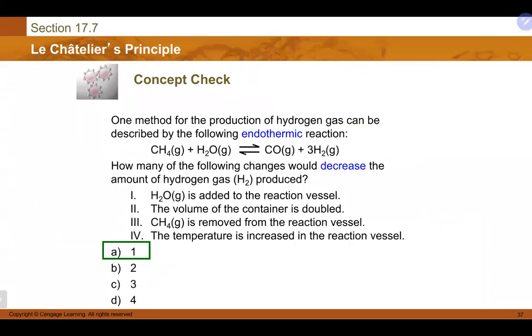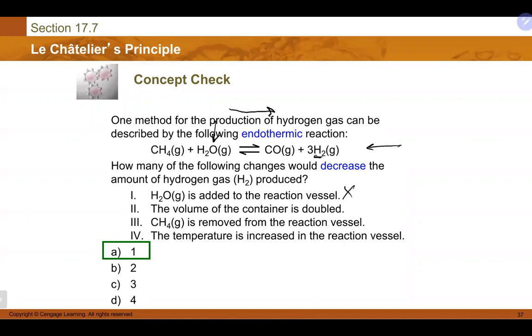So in this case, we want to know which of the following would decrease the amount of H2. Since H2 is a product, the only way to decrease the amount of H2 is to cause the equilibrium to shift away from it, right? So we'd want to shift it away. Let's see if the first thing does it. Water being added. In this case, water is a reactant, which would cause it to shift to the right, which means we would actually get more H2 formed.